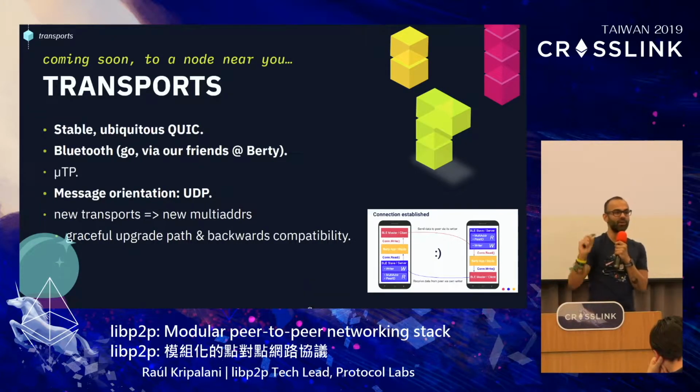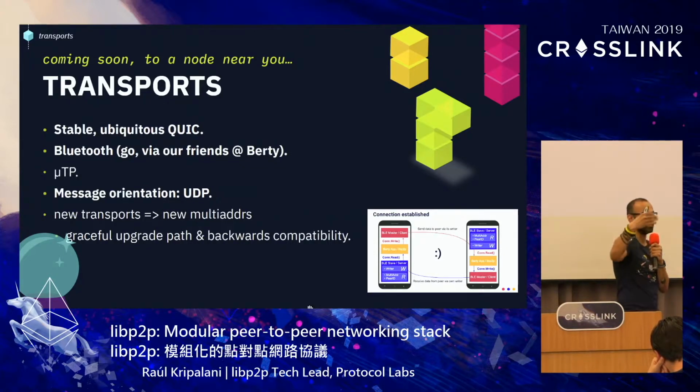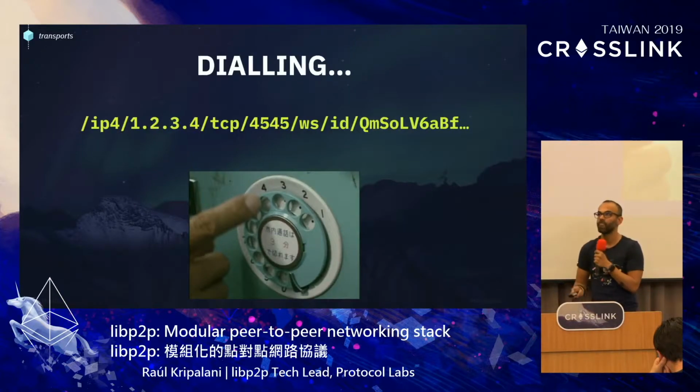And what's cool about the multi-adder concept is that as you add support for new transports into a libp2p stack, they just get represented as one token in the multi-adder. If the peer supports it, if the current implementation supports it, it will be able to dial and listen. If it doesn't, well, it probably has a lot more transports that it could use anyway.